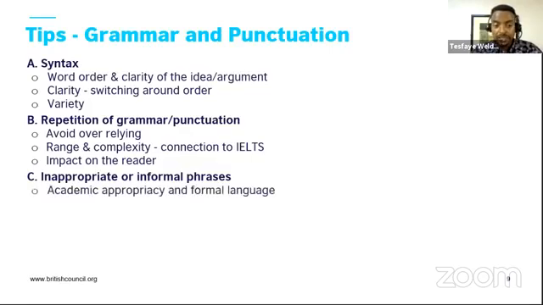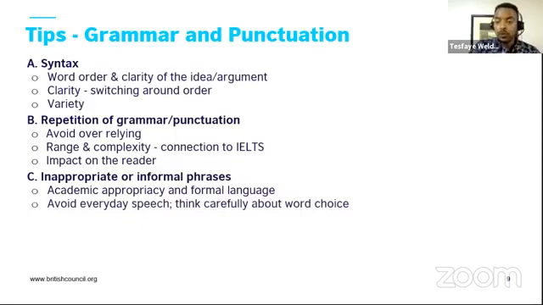So academic appropriacy and formal language. We're also talking about register, so in the case of academic writing, we talk about formal language. So we don't use contractions like what's or they're, as in they are is the long form. So we use the long form, not the contracted, the short form.